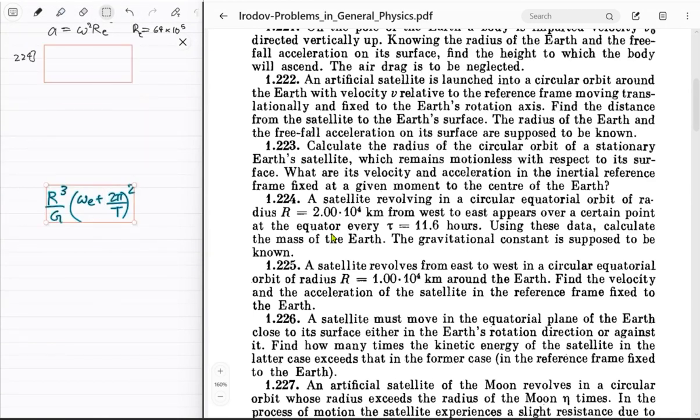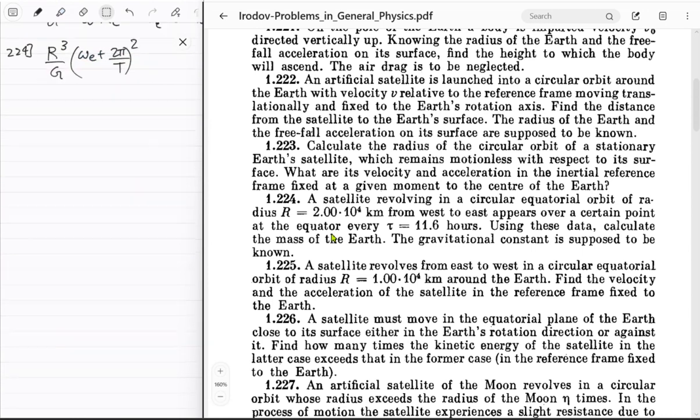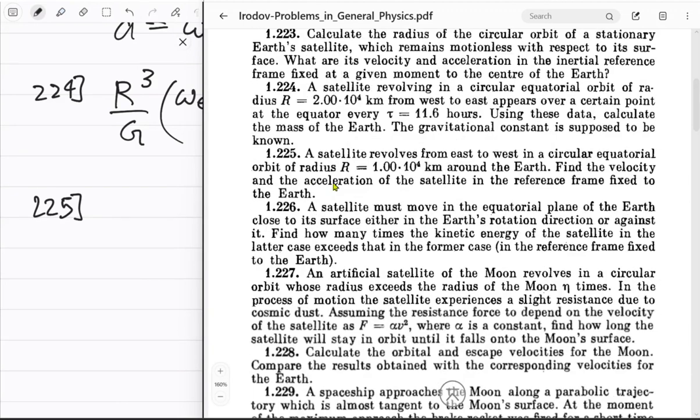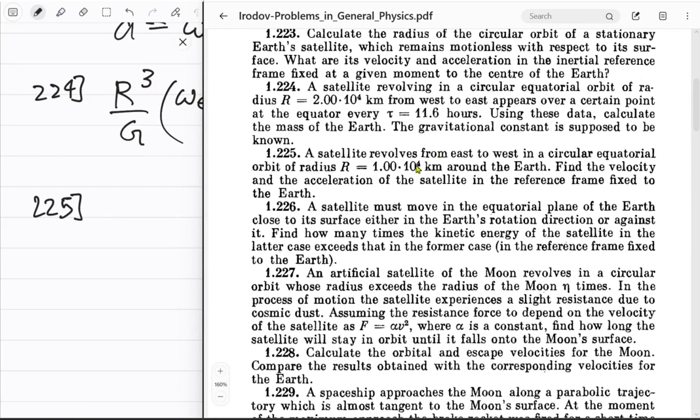Why is this happening? Tell me how accurate it actually is. 25. Satellite revolves. Why does it look like I'm doing this for some department that actually needs these values? These don't look like the usual textbook questions. Satellite revolves from east to west. Once again, the direction. So Earth is from west to east, and this is from east to west, so it's in the opposite direction. Fine.